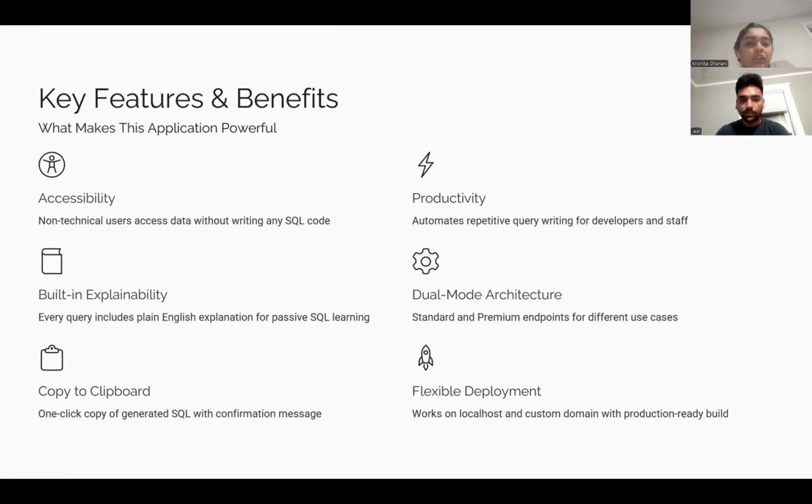So for the key features and benefits, the system offers several powerful features. Non-technical users can access data easily, and it improves productivity by automating SQL writing. It also provides explanations for learners and includes features like copy to clipboard and dual mode endpoints.